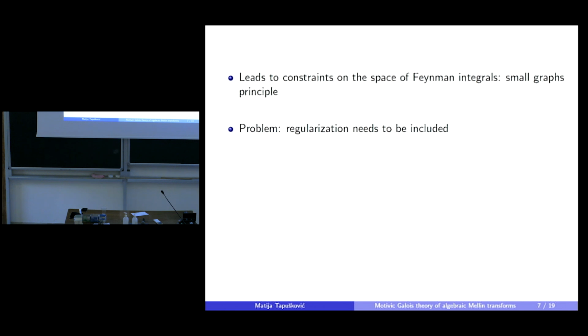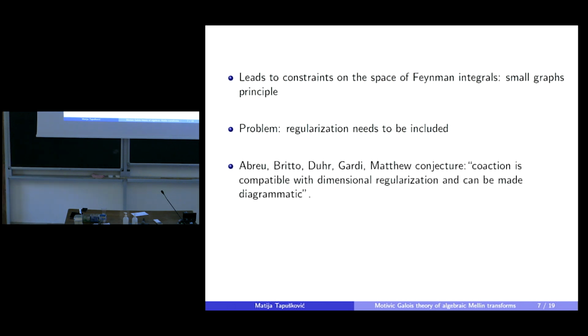But there's a problem with the formula that I wrote earlier with the different Feynman integrals. That is, we need to include somehow regularization in this story. We can't just consider convergent Feynman integrals. So, I mean, that's obvious to a physics audience. So how do we do this?